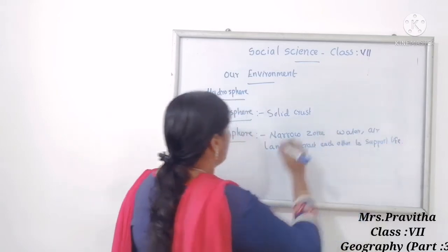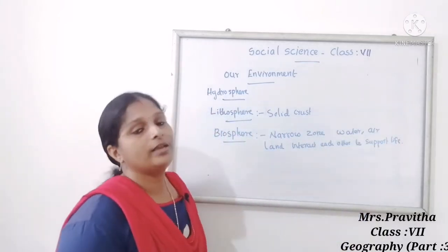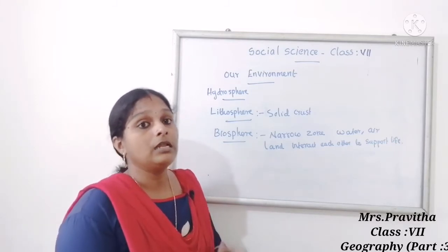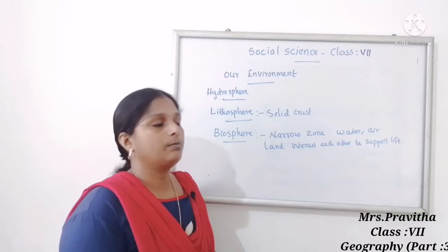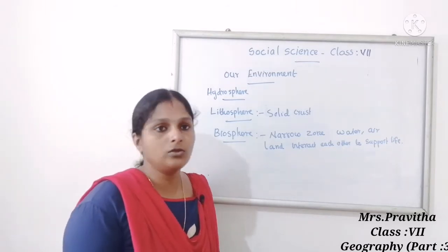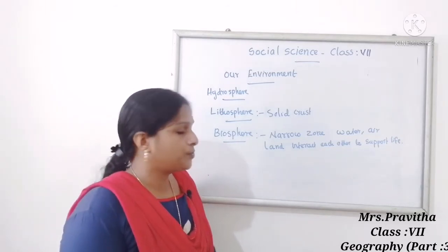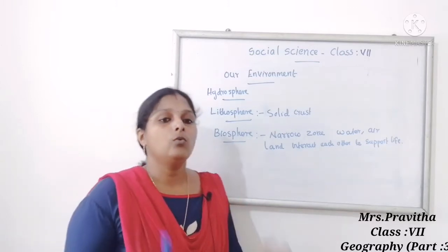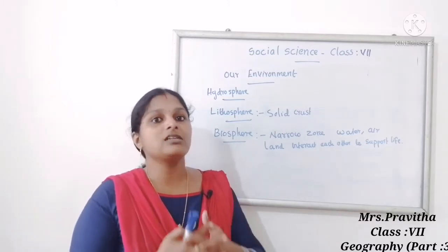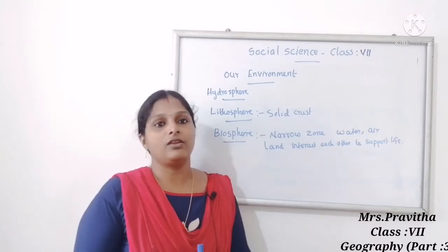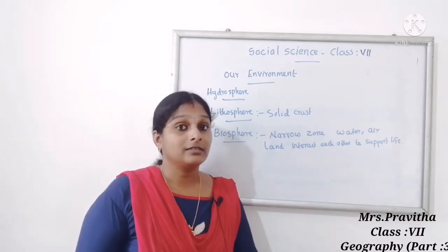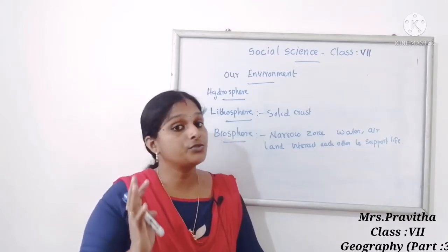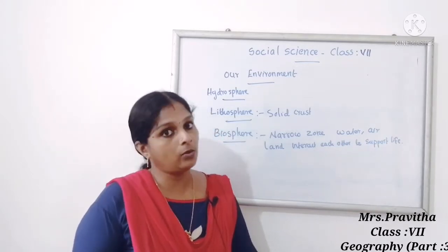Okay, so this is about biosphere. In a simple way you can say atmosphere, hydrosphere, and lithosphere together make the biosphere. So what is biosphere? Biosphere is a narrow zone where air, water, and land interact with each other to support life. It makes our Earth a unique planet, and it is made up of distinctive zones called biomes or ecosystems.